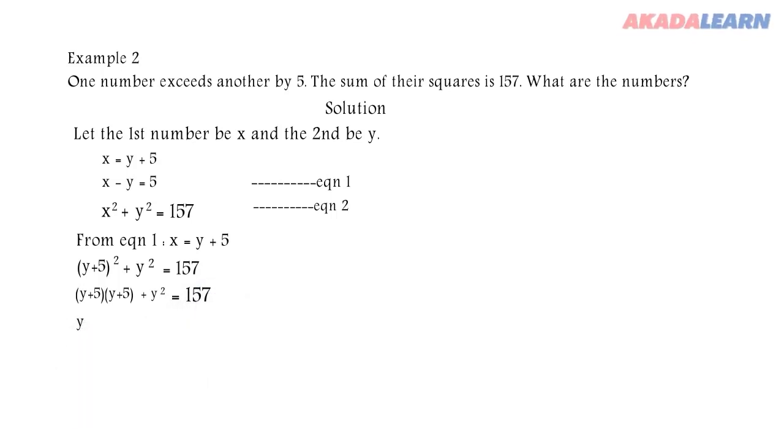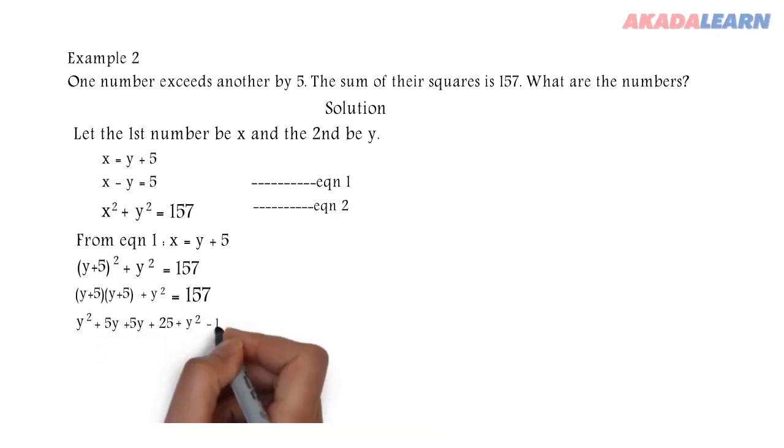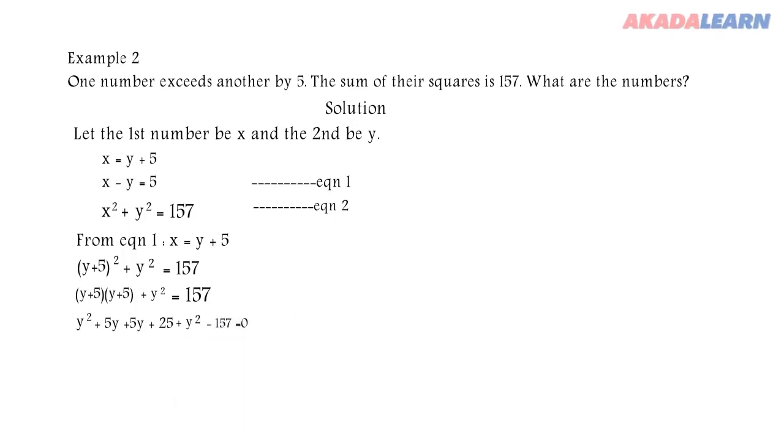y times y is y squared. y times plus 5 is plus 5y. Plus 5 times y is plus 5y, and 5 times 5 is 25. So if we add up, y squared plus y squared is 2y squared. 5y plus 5y is 10y. Then plus 25 minus 157 is minus 132.